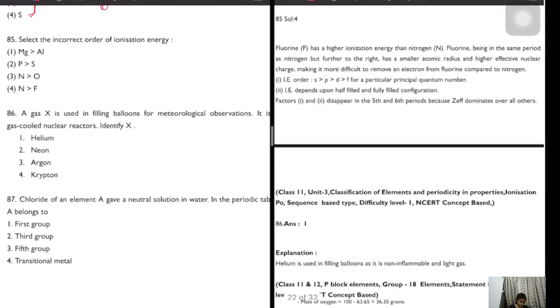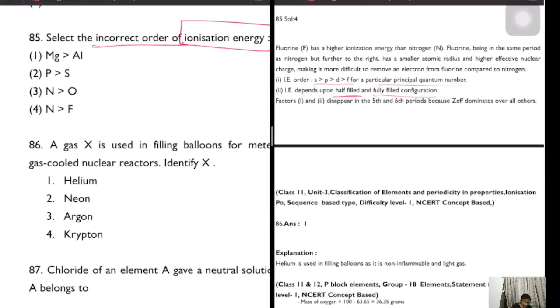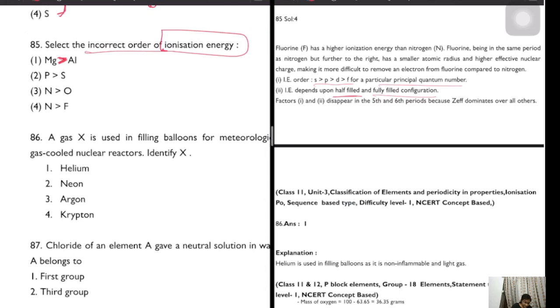Now the next question we have: select the incorrect order of ionization energy. What is the incorrect order of ionization energy? On what factors does the ionization energy depend? Let's see. It depends on half-filled and fully filled configurations, which is surely true, and s, p, d, f for a particular principal quantum number, if we have the same principal quantum number. So for the incorrect order, Mg greater than Al, this is correct. P greater than S is also correct, and N greater than O is also correct.